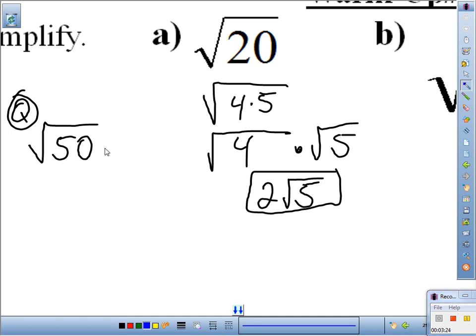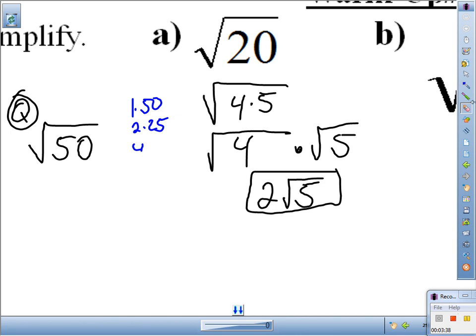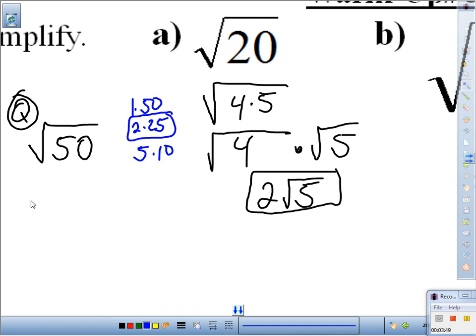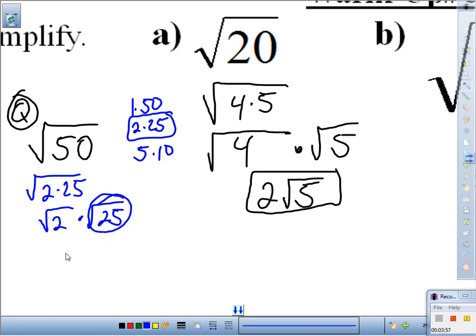So, pairs of factors of 50. 1 times 50, 2 times 25, 5 times 10. Which one of those pairs has a perfect square number? 2 and 25. So this becomes square root of 2 times 25. We can rewrite this as square root of 2 times square root of 25. What is square root of 25? 5 square root of 2. And have you got that? Okay.